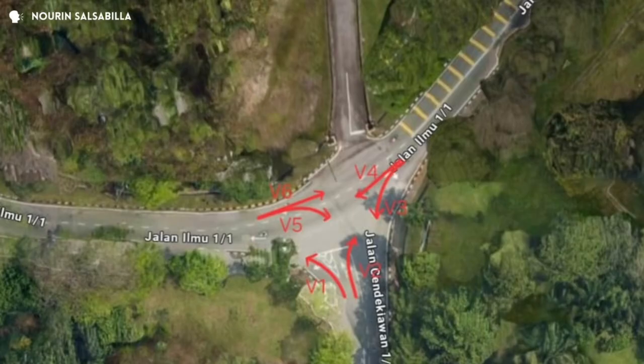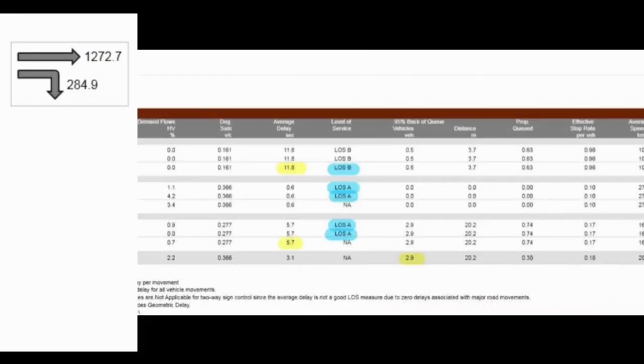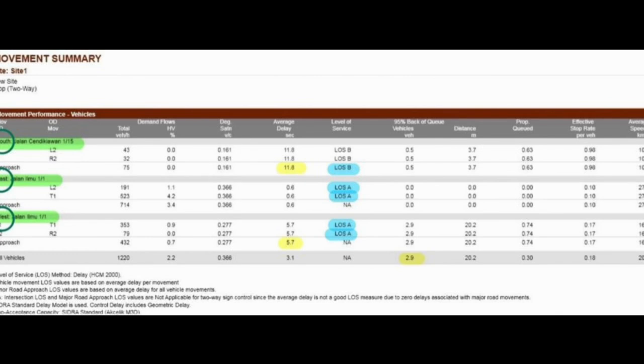According to the Sidra movement summary, the south approach has an average delay of 11.8 seconds per vehicle that is rated level of service B. Then, the west approach shows the longest queue with up to 2.9 vehicles at peak hour and a delay of 5.7 seconds rated as level of service A. Lastly, the east approach operates in near free flow condition.